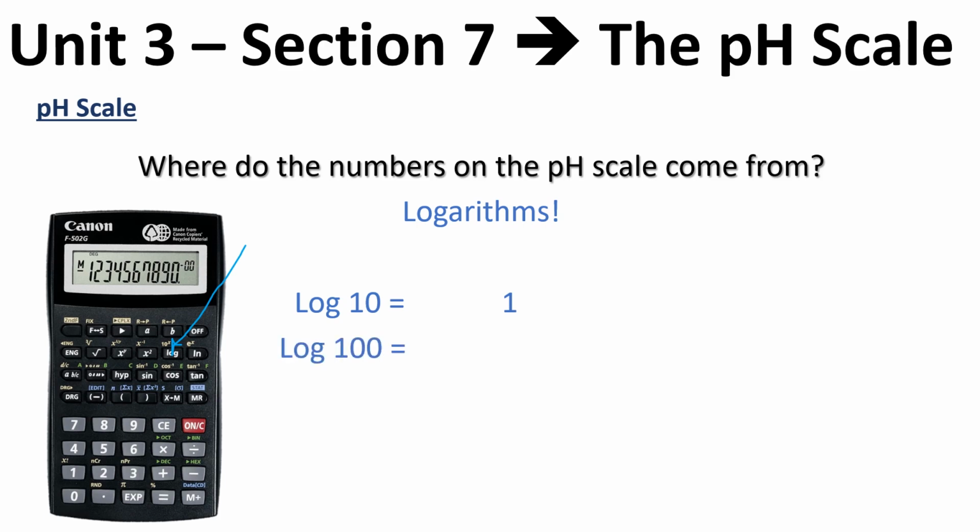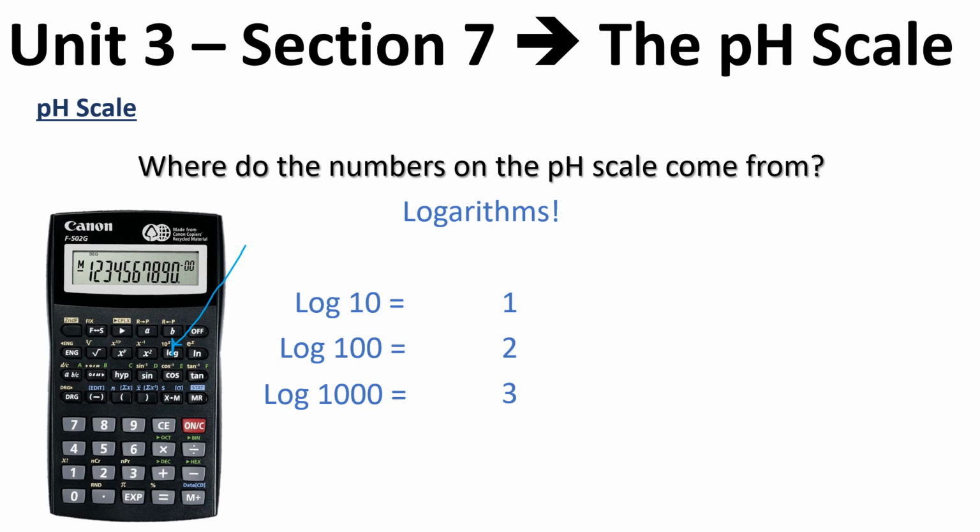Now I want you to try and figure out what the log of 100 is. If you type that in, you'll find you get the answer 2. Let's try this one more time. What's the log of 1,000? You get 3. So it's not necessarily the number of zeros.